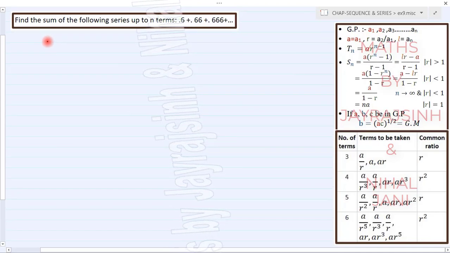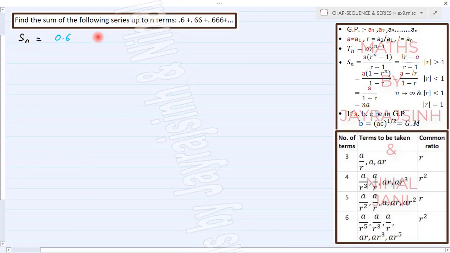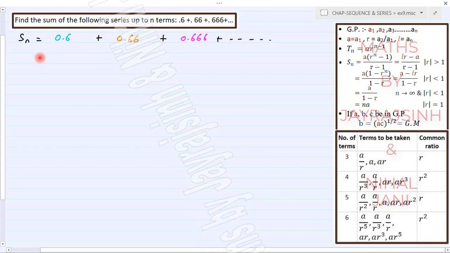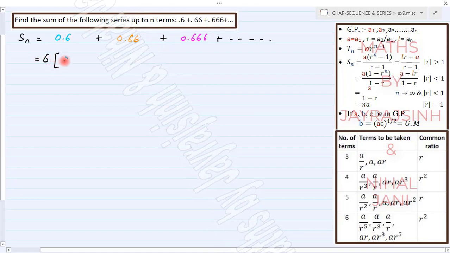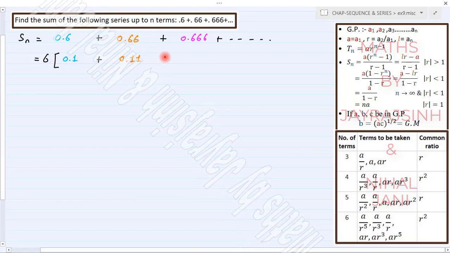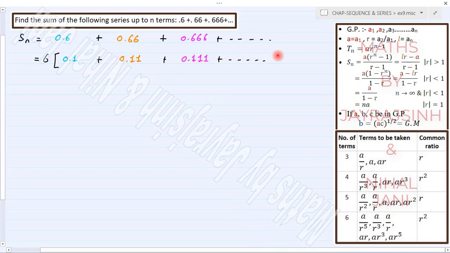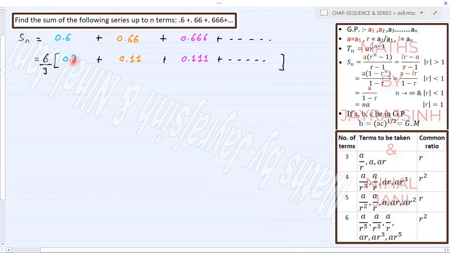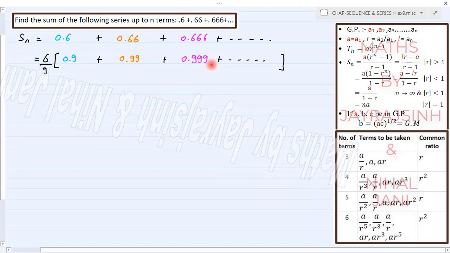In this question, you have to find sum of the following series up to n terms, which is 0.6, 0.66, 0.666, and so on. This is a special type of series. So to solve it, first of all, we have to take 6 common. You will get 0.1 plus 0.11 plus 0.111 and so on. And then multiply and divide by 9. So you'll get 0.9, 0.99, then 0.999 and so on.